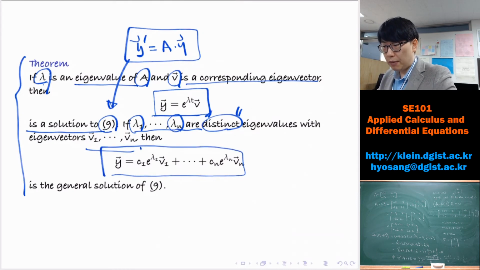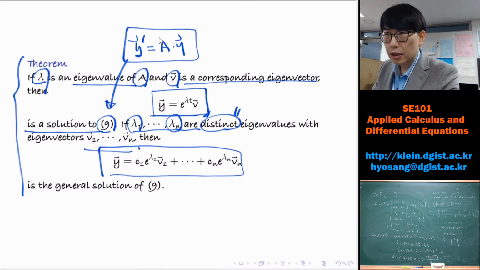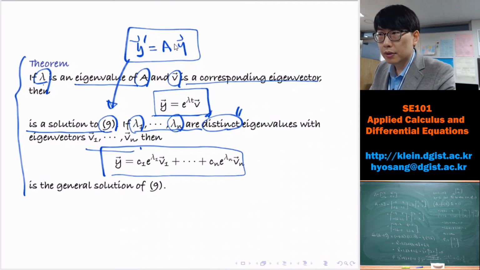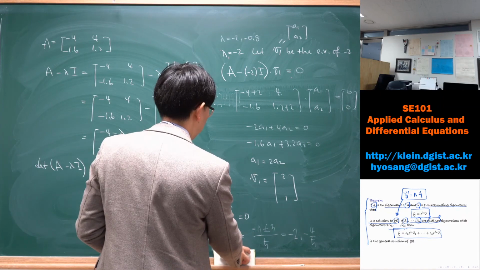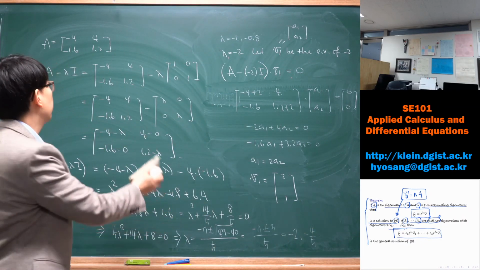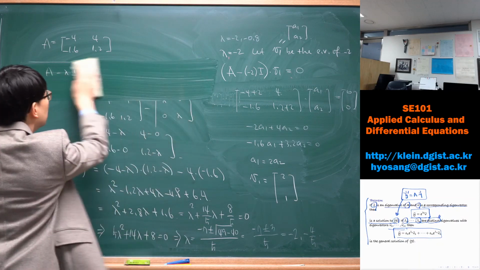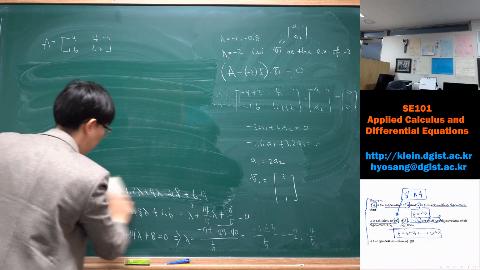Let me show you with the example here. To do that, let's find the other eigenvector for eigenvalue minus 0.8.